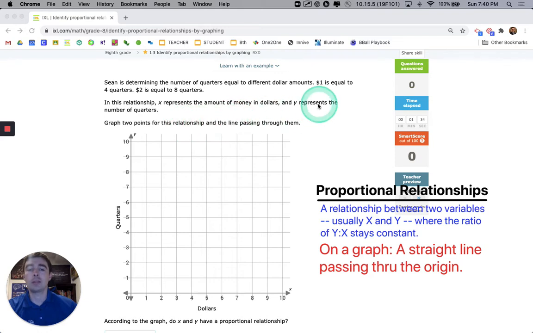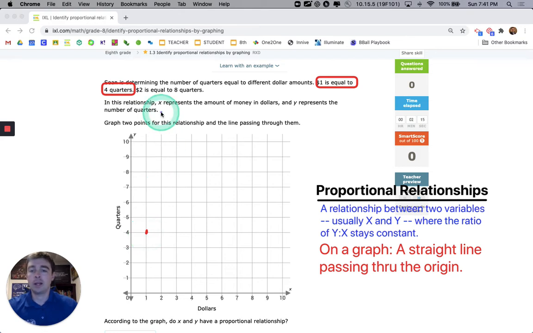So here we're given 2 data points. The first data point is this one right here, and we'll put a little red box around this. It says $1 is equal to 4 quarters. So in red here, we need to graph the point. The x-axis, left to right, is dollars, and the y-axis is quarters. So I know my first data point, $1 is equal to 4 quarters. So on this graph, I'm going to find the 1 point for x, the 4 for y, and where I'm putting this red dot right now, that's the point that represents $1 being equal to 4 quarters.